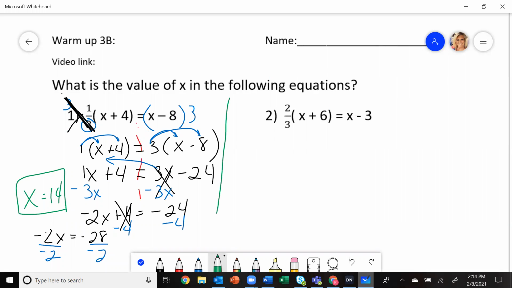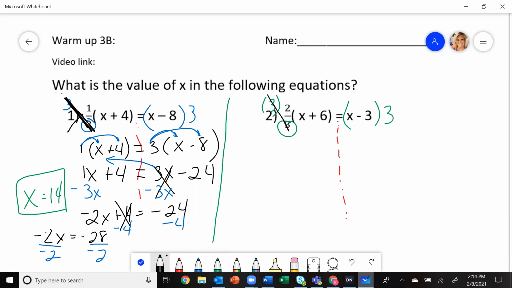Okay, doing the same thing, why don't we pause here, and I want you to try and do number 2, and then come back and see how you did. The first thing you need to ask yourself is, what do you multiply by? How can I get rid of this fraction? Well, like we talked about, multiply by the denominator. Multiply each side, in this case, by 3.